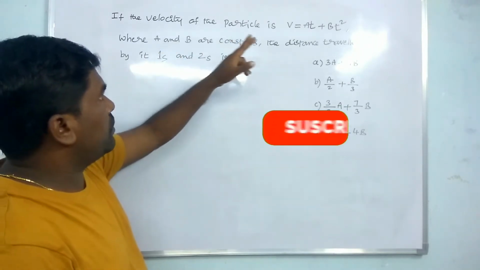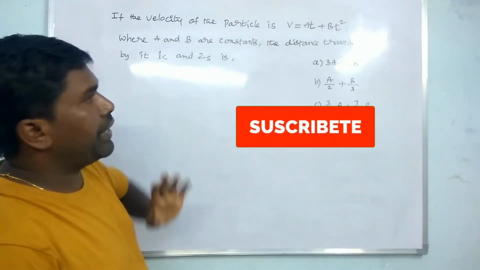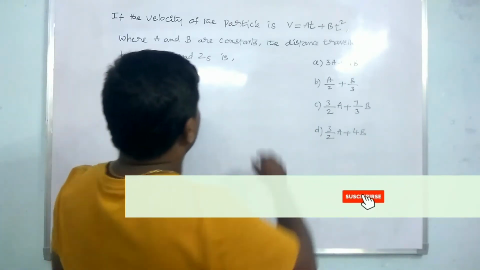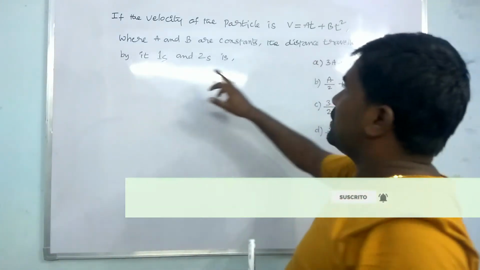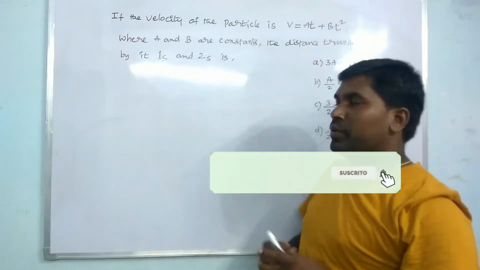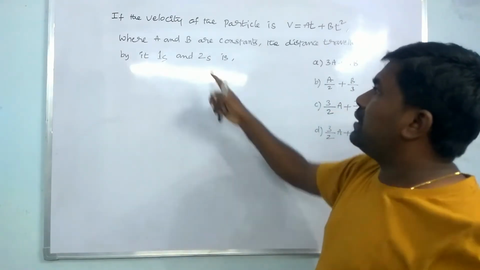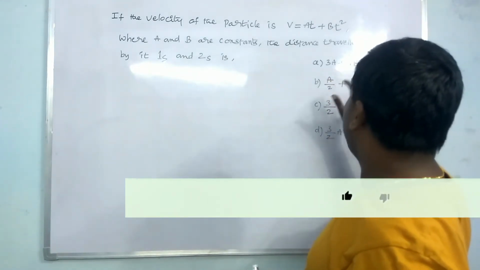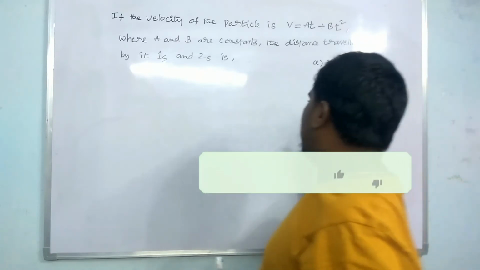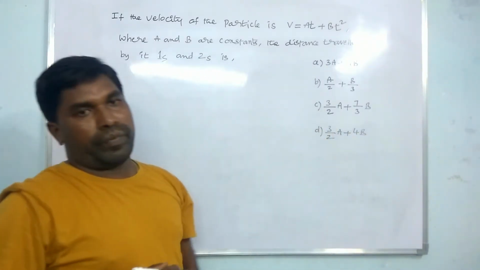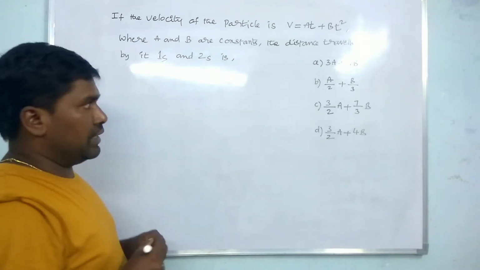So the velocity of the particle is given as v is equal to at plus bt square, where a and b are constants. How much distance is travelled between 1 second and 2 seconds? The options are 3a plus 7b, a by 2 plus b by 3, 3 by 2a plus 7 by 3b, and 3 by 2a plus 4b. So how can we find that? Let us see.